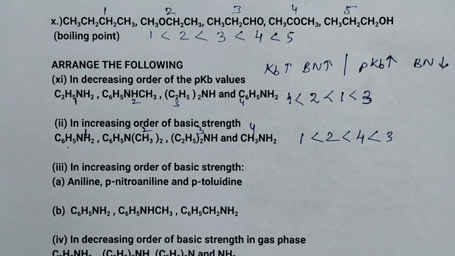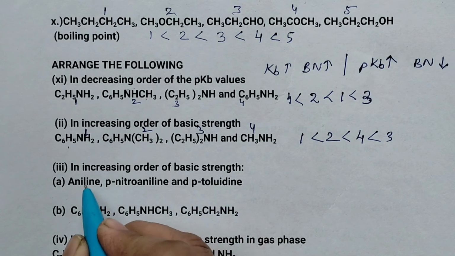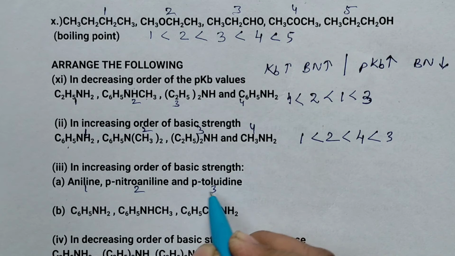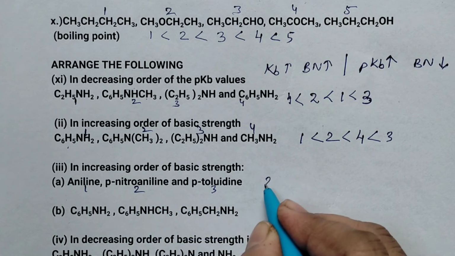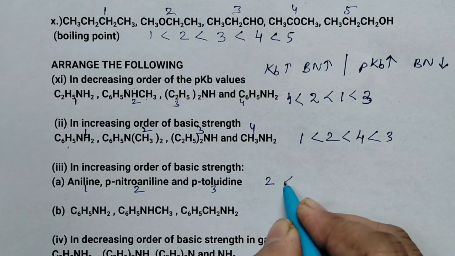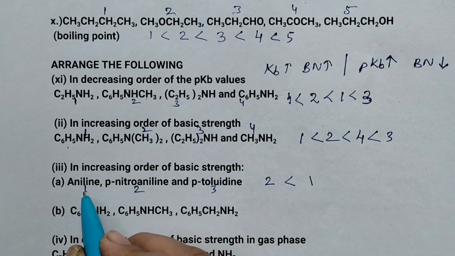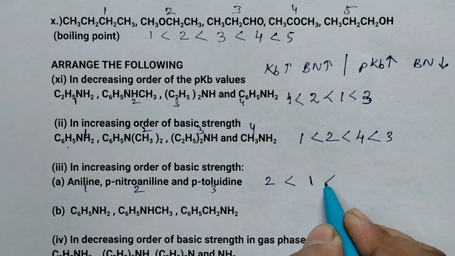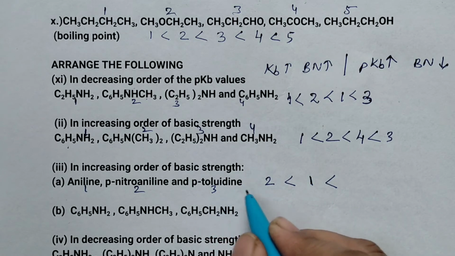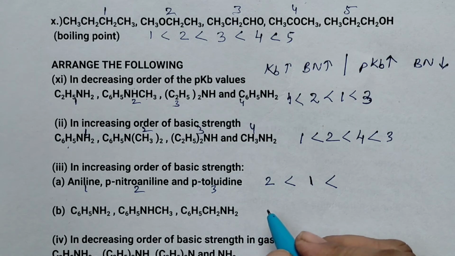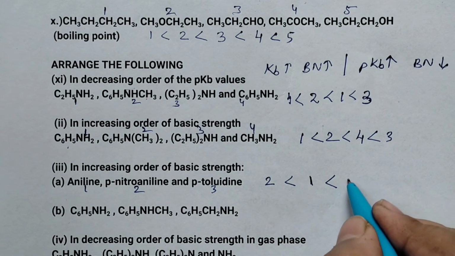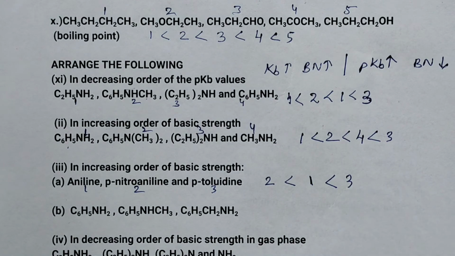If any withdrawing group is there, the basic nature will be less. So if you number them as 1, 2, 3, there is a withdrawing group present in this. Nitro group is there, so this will be least. Thereafter, it will be 1, which is toluene. Aniline, which has no group attached other than a benzene ring and NH2. Then para toluidine, which means at the para position a methyl group and NH2 are present. So this is an electron repelling group, so that will be most basic.